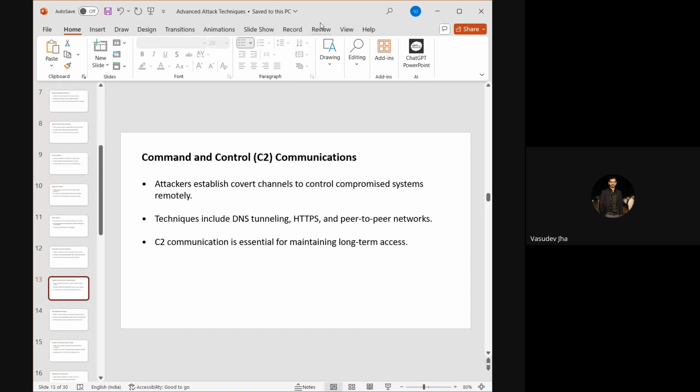Then we have C2 communication, the command and control. So in this, the attacker basically establishes a covert channel to control a compromised system remotely. Basically, in these kinds of attacks, the attacker has access to your complete system via terminal. These techniques include DNS tunneling, HTTP, and peer-to-peer networks. Command and control communication is essential for maintaining long-term access. When we are going for APT, in that also we are going for C2 communication.